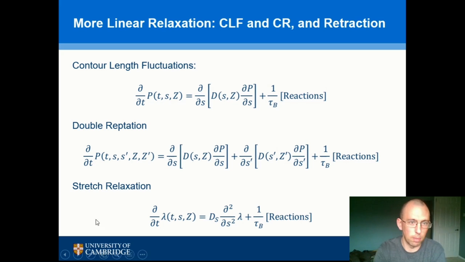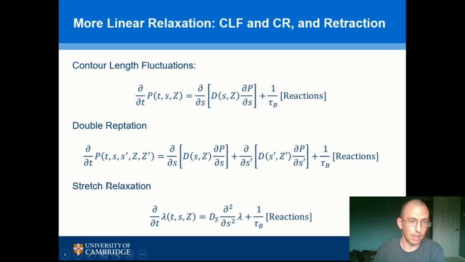You can add in double reptation by basically indexing each tube segment not only by its position along its own contour, but also by the contour position of the chain with which it is co-entangled, the size of the chain with which it is co-entangled. And then you have stress relaxation from one, stress relaxation from the other chain, and the reaction processes added in as well.